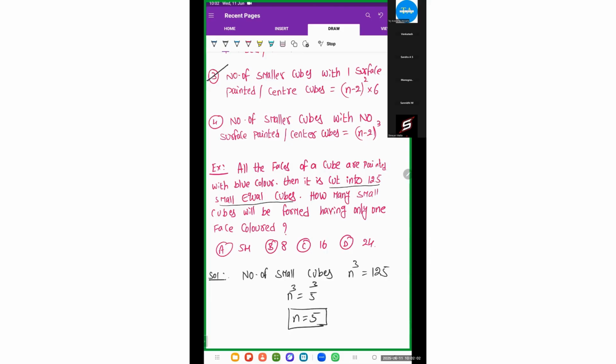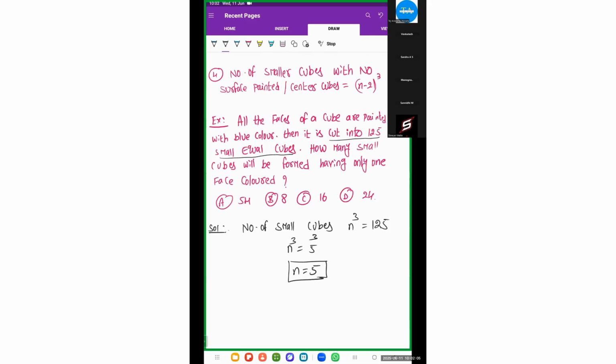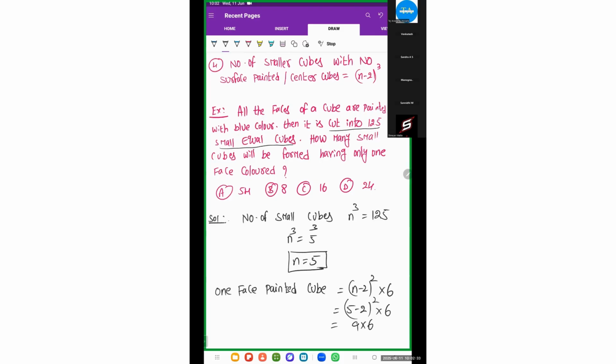Option A, sir. So the one-face-painted cubes equal n minus 2 whole square into 6. That is 5 minus 2 whole square into 6. 5 minus 2 is 3, 3 square is 9, 9 into 6 is 54. So option A is the correct answer. I hope you understood? Yes, sir.